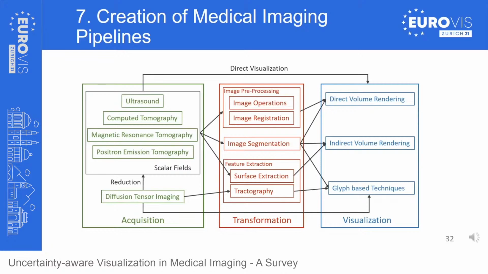Starting from scalar fields, we can make use of image processing approaches, image segmentation, and surface extraction approaches. These results can then be visualized using direct or indirect volume rendering. Alternatively, diffusion tensor imaging can be visualized directly by any of the visualization techniques. On the other hand, diffusion tensor imaging can be used to create tractographies that can be visualized by indirect volume rendering or can directly be visualized by glyph-based approaches.